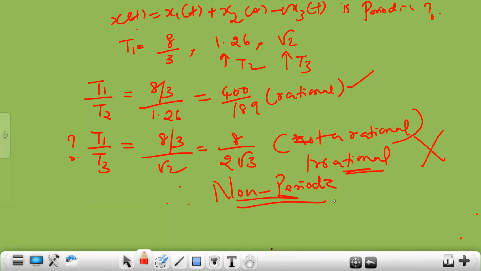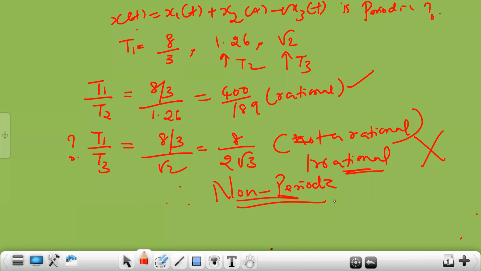Sir, I have a doubt. Yes, tell me. Sir, for T1 by T3, can't we take it as 4 root 2 by 3? But still it is irrational, no? Still it is irrational. You can arrange it in any format, but still it is irrational. So you are not going to rearrange and check. If at all there is any root 3 or root 2 in the numerator or denominator, it will be irrational.